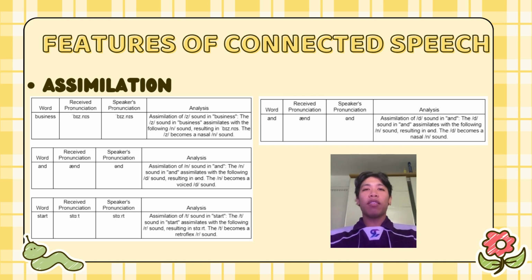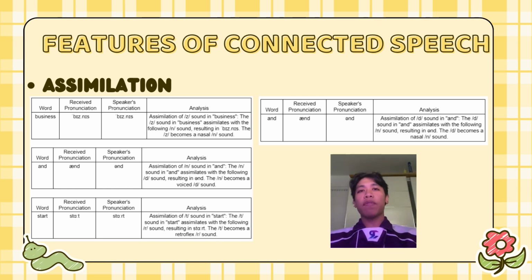Assimilation is a phonological phenomenon in connected speech where sounds in words adapt or change to become more similar to adjacent sounds. It occurs when the pronunciation of a sound is influenced by the sounds around it, making speech more fluid and natural. There are two main types of assimilation, which are progressive and regressive assimilation.